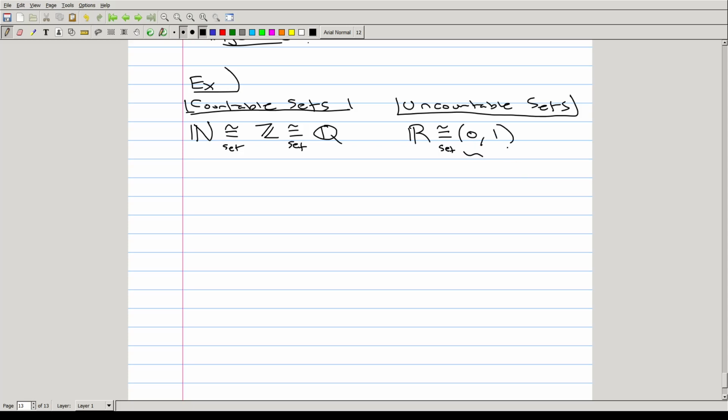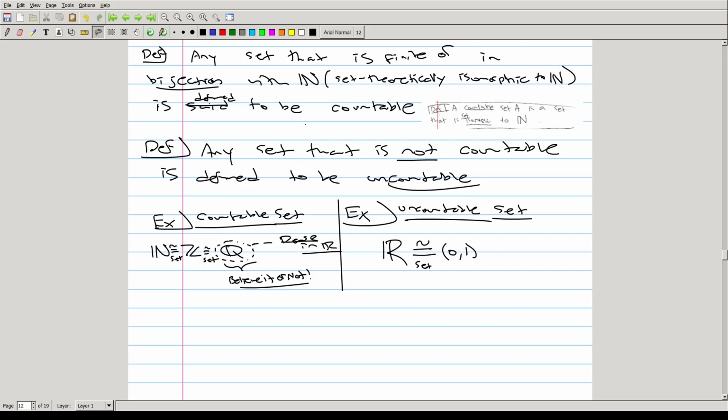So this is not the ordered pair 0, 1. This is important. There's interval notation that you'd be familiar with if you took a calculus class. This is the open interval of all real numbers from 0 to 1, and not the ordered pair 0, 1.